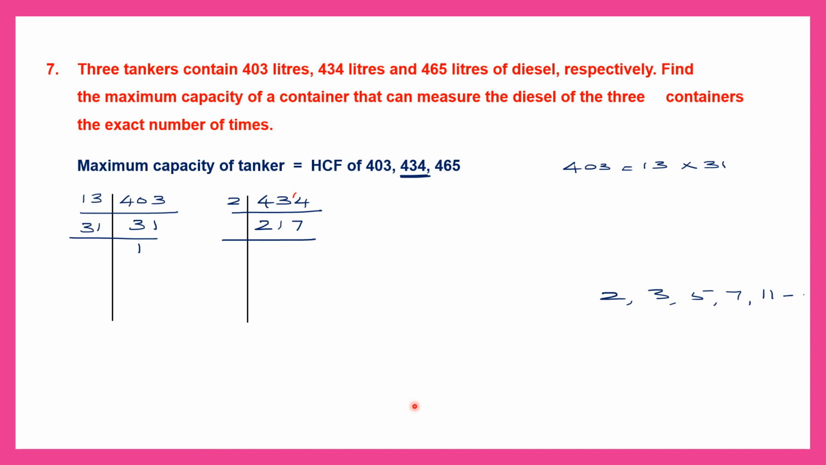Now is it divisible by 2? 217 is not divisible. Is it divisible by 3? 21, 3 sevens are 21, but this number 7 is not divisible by 3. Is it divisible by 5? It's not divisible by 2, 3, 5. Is it divisible by 7? Yes, we can divide it by 7 because 7 threes are 21 and 7 ones are 7.